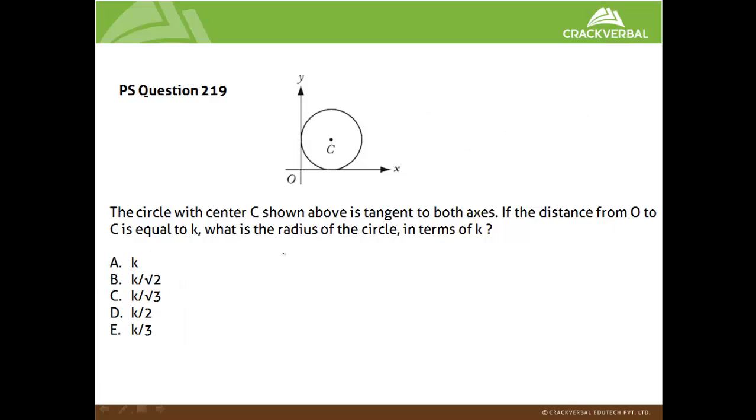Now let's see how to solve this question using plugin, right? Because we can do plugin here because we have variables in the answer choices, and also the question says in terms of k. So the variable in the answer choice here is the value k, right? That means the value k is nothing but the distance from the origin to the center of the circle.